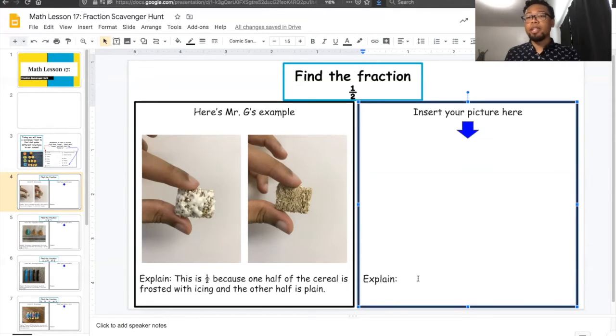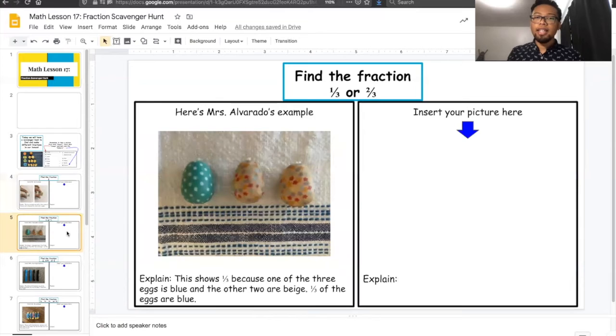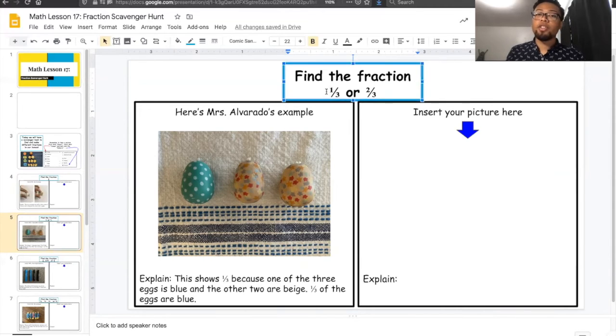We've been practicing so much of fractions and explaining our thinking. Explain, how do you know the picture that you put is 1/2? Prove it. Next is an example from Miss Alvarado. She has these lovely little eggs in her home. And she said, this is the fraction 1/3. So for this one, you can show the fraction 1/3 or 2/3, up to you.